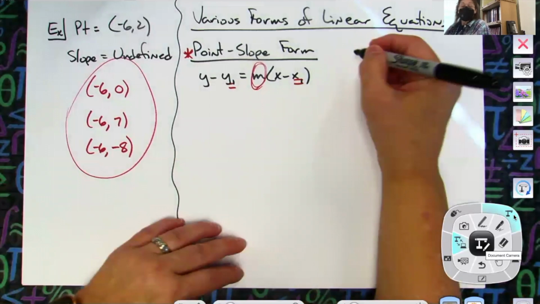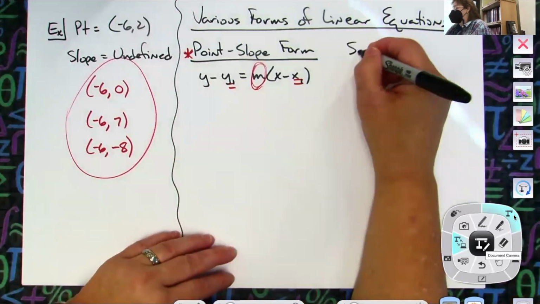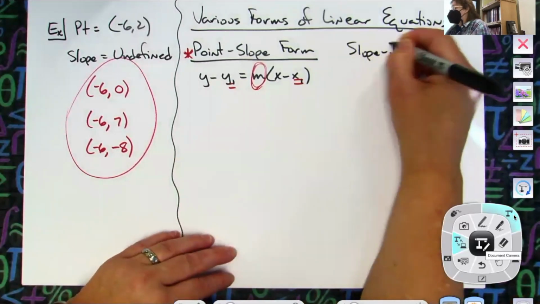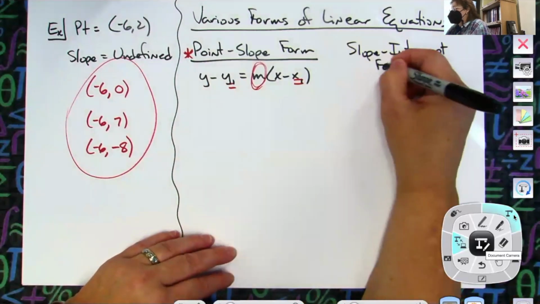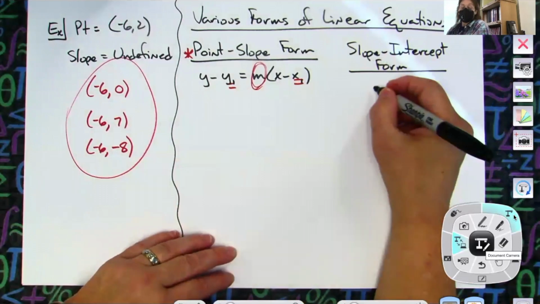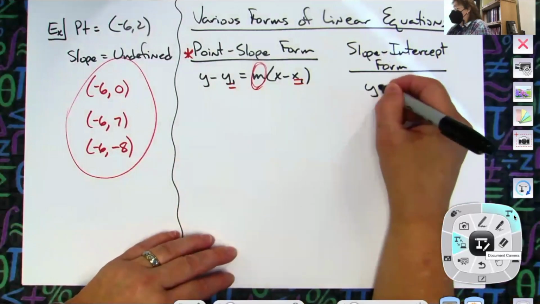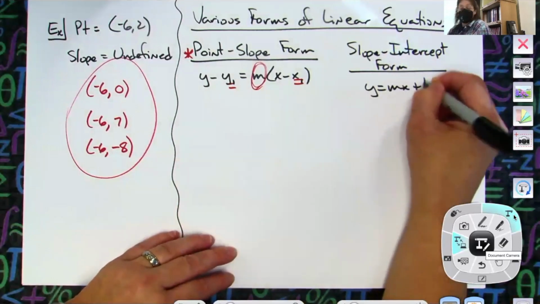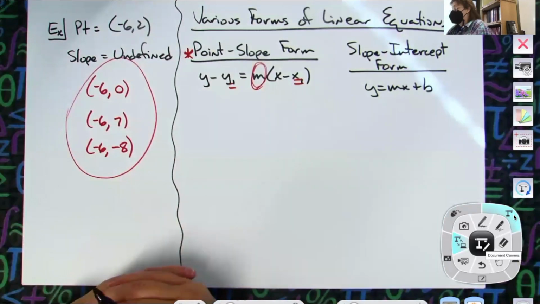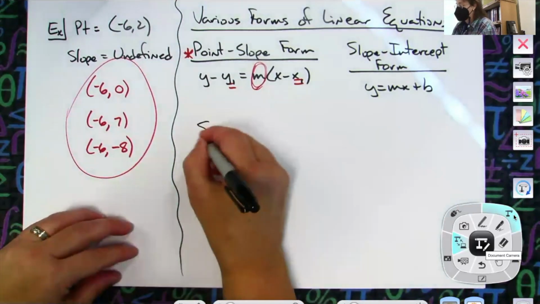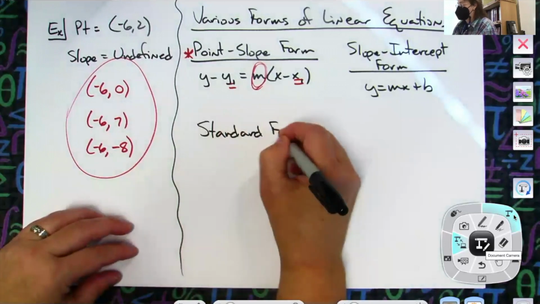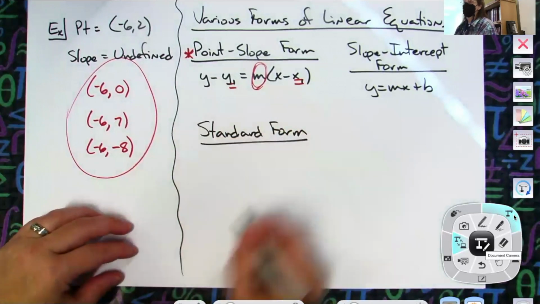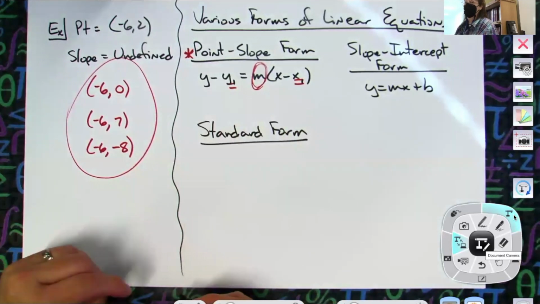Now, that doesn't mean you shouldn't know slope-intercept form. Tonight's homework may even ask you to use those other forms. It's just strictly a review. This one is y equals mx plus b. All right. Standard form.